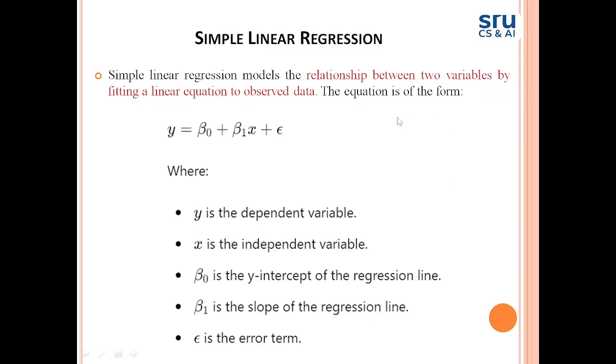Try to see the mathematical expression of, say, simple linear regression, which is used to model the relationship between two variables by fitting a linear equation to observed data. The equation is y is equal to beta naught plus beta 1 x plus epsilon, where y is, say, the dependent variable, x is the independent variable, beta naught is the y intercept of the regression line, beta 1 is the slope of the regression line, and epsilon is the error term.